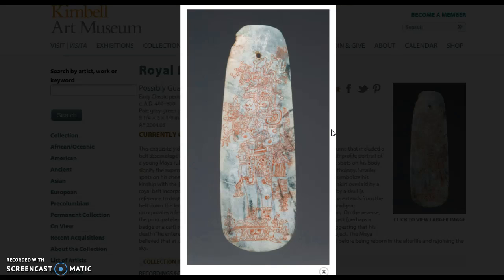One of the sides represents the full-length profile of the Mayan ruler, richly attired with regalia. You can see all the detail in his face and on his clothes. The dark spots on his body signify the supernatural, and allude to one of the hero twins of Mayan mythology. It's right there, the dark spots.